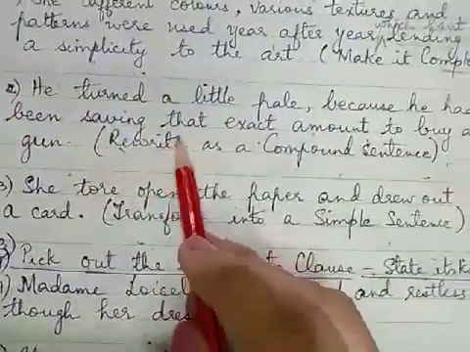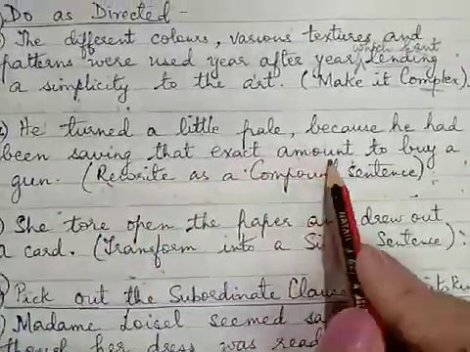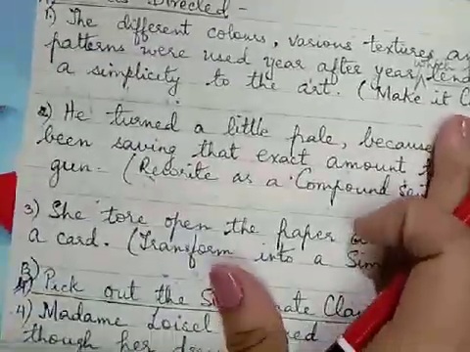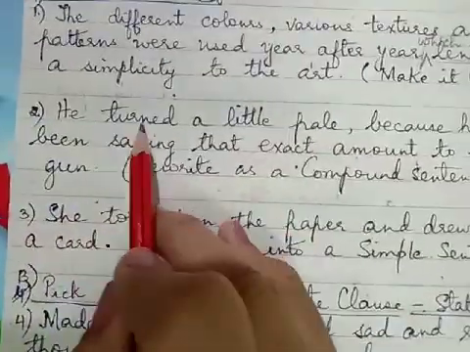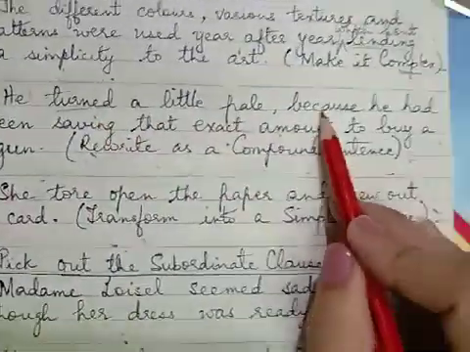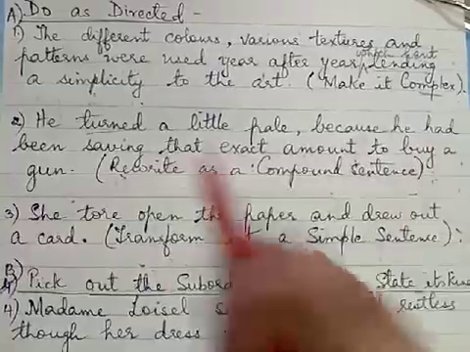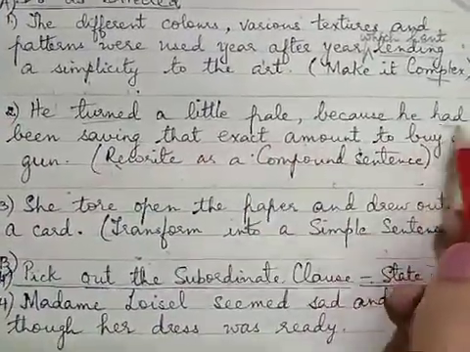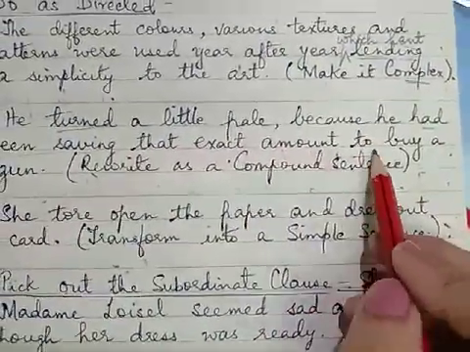Next is, he turned a little pale because he had been saving that exact amount to buy a gun. So you have to first spot or identify the main verbs. So here you have, he turned a little pale. So turned becomes my main verb, so finite verb. Because you can see there is a subordinating conjunction here, because he had been saving that exact amount. Okay, so had been saving, this is the action, second action that he had been doing. Exact amount to buy a gun.